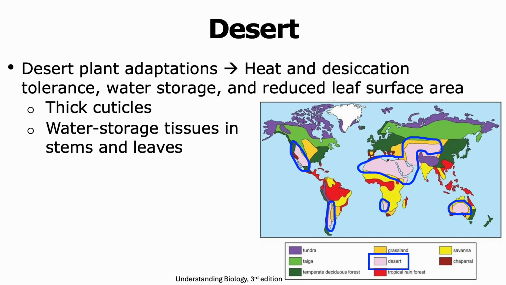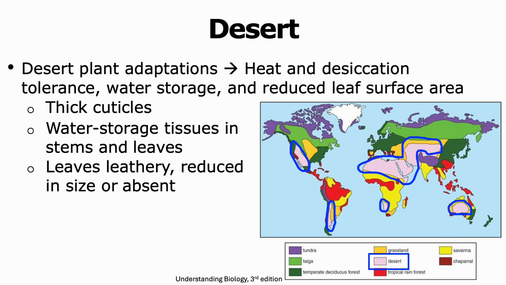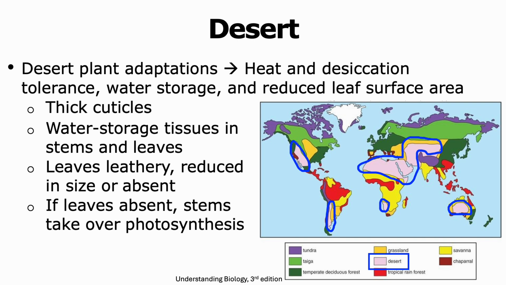The water storage tissues are present in both stems and leaves of desert plants. When leaves are present, they tend to be leathery, but for the most part, they're quite reduced in size or even absent. If the leaves are absent, then we do need some part of the plant to perform photosynthesis, and this is usually done by the stems. Water can also be stored in the stems of desert plants. Thus, desert plants have evolved many different adaptations.